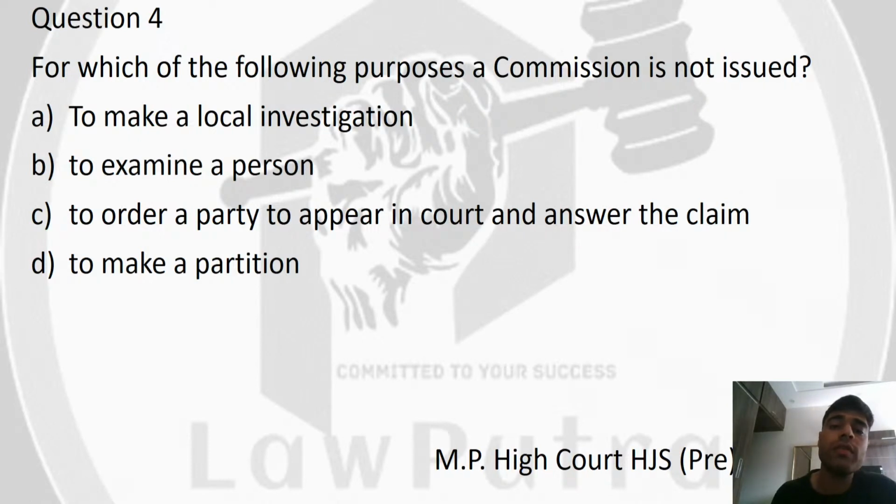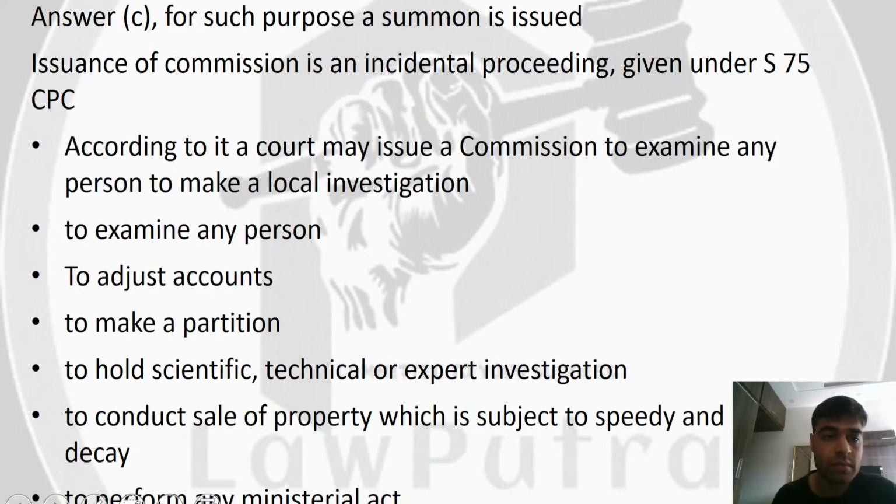Next question. For which of the following purposes is a commission not issued? To make a local investigation, to examine a person, to order a party to appear in court and answer the claim, to make a partition. The question asks for which purpose a commission cannot be issued, so the answer is C, for the purpose of summons. As I had explained earlier, summons are only so that the person can appear in the court and answer any claim. This is the only purpose of summons. That's why summons are not there for commission.